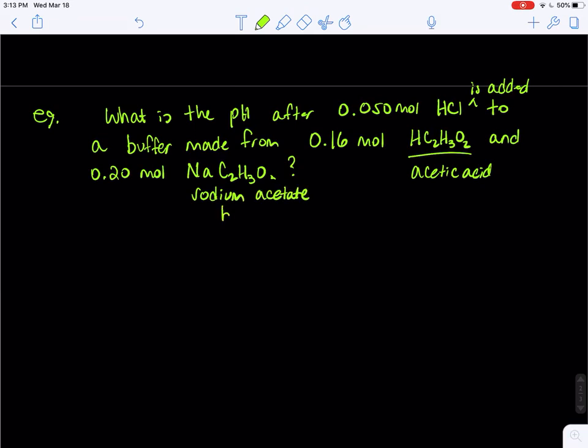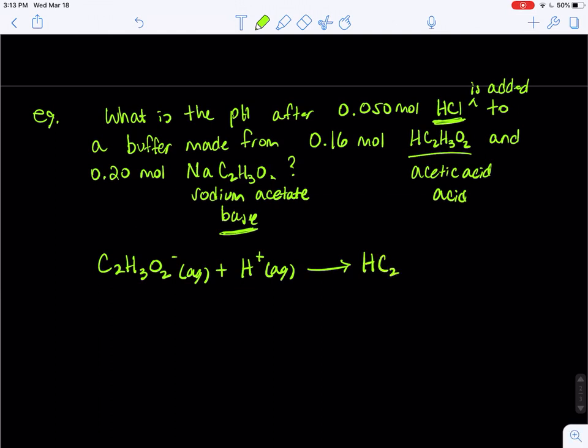Okay, so we're going to label this as the base, right? Because it has fewer hydrogens, and this one's labeled as the acid. So when we add HCl, which is an acid, it's going to react with this. So those are going to be on the left side of the chemical reaction. I'm going to write acetate. I'm going to discard the sodium. I'm going to write H+. I'm going to discard the Cl- of the hydrochloric acid. And that's going to form acetic acid, a little bit more of it.